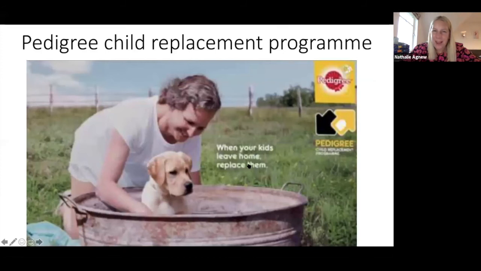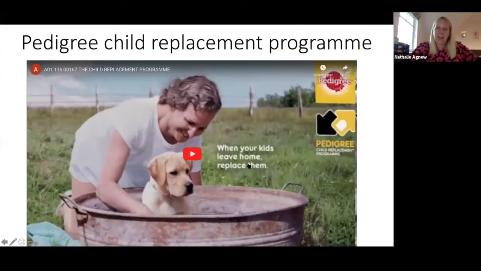The next one is a real favourite of mine. It's called the Pedigree Child Replacement Programme. And again, I think it's just a really good example of when a brand has identified an insight and they haven't overcomplicated it. They've kept it really simple and they've just gone out and used the insight. So in this case, Pedigree identified that a key time that people get a dog is when their children leave home and go to university or move out into their first home.